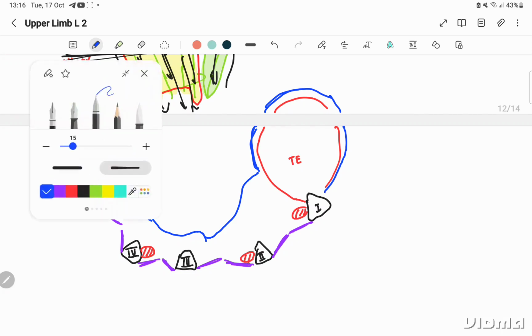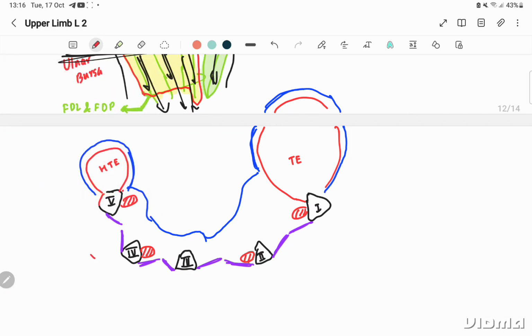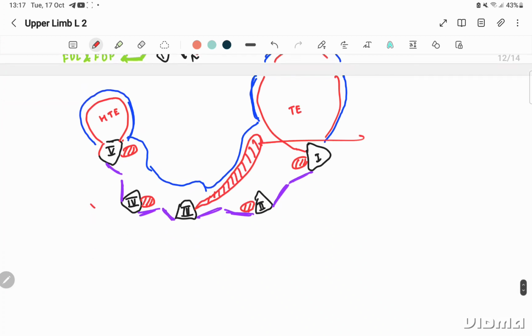Okay, we know to the third metacarpal, the middle finger, the transverse head of adductor pollicis is attached. So this is the transverse head of adductor pollicis.